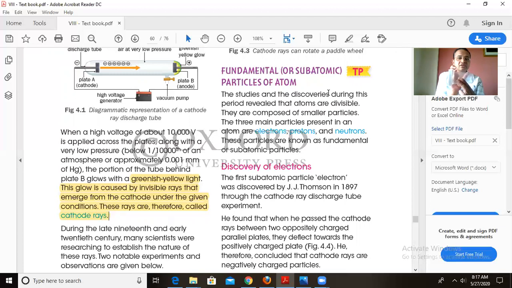Can you see? When they traveled this distance, from cathode to anode, they were not seen. But now they are seen behind the anode. So the invisible rays emerging from the cathode under the given conditions in the tube are called cathode rays, and they travel from cathode to anode. That means they are attracted towards the anode. Is this clear? And this whole setup is called the discharge tube, which was used to discover the cathode rays.